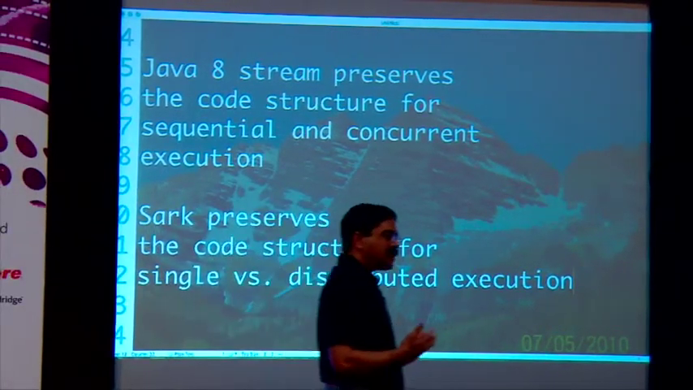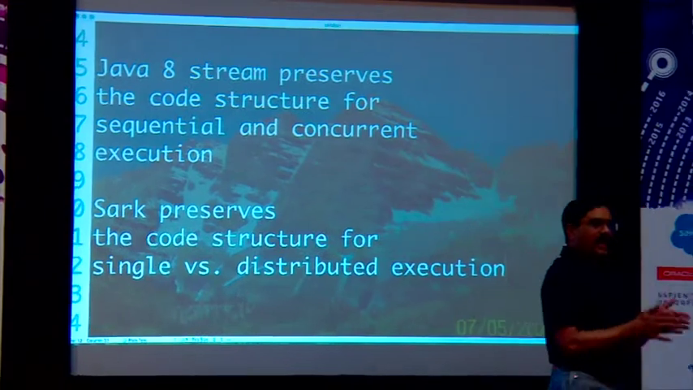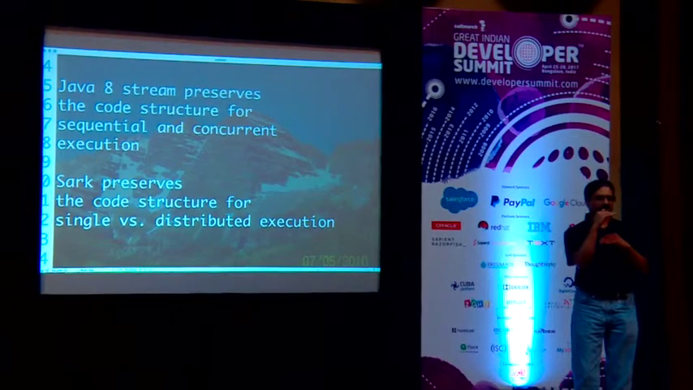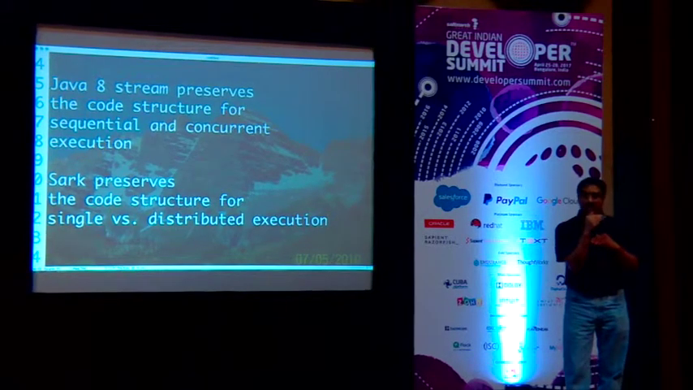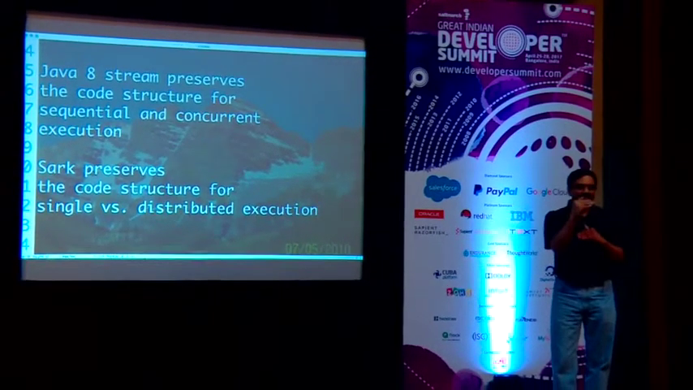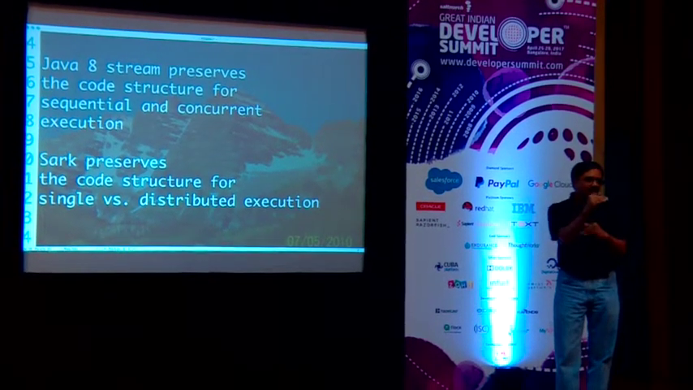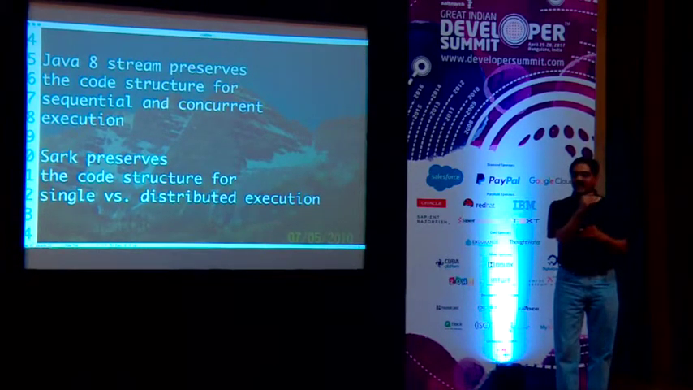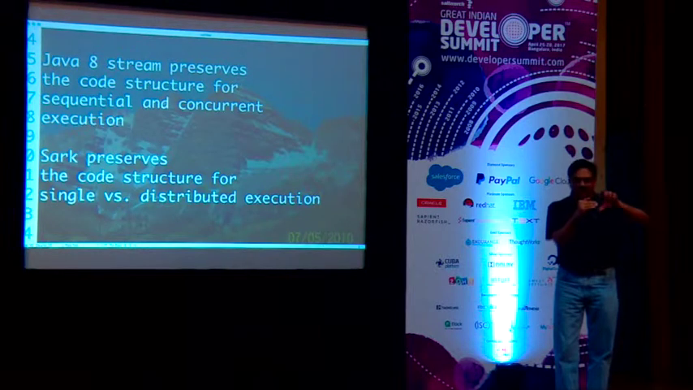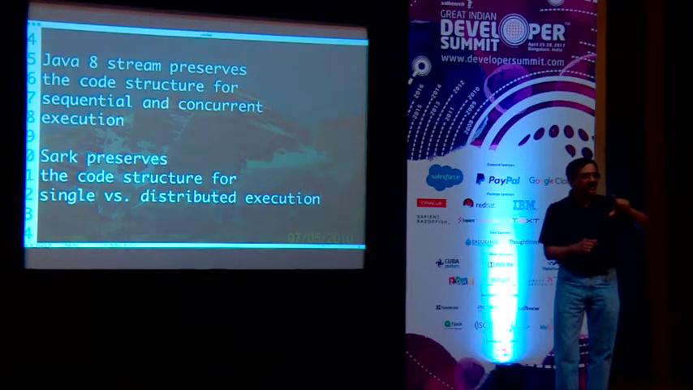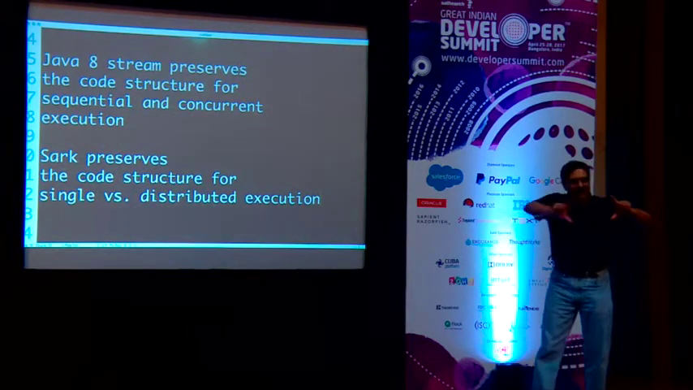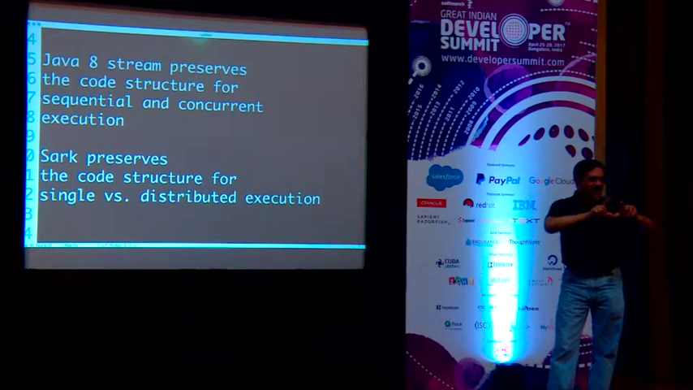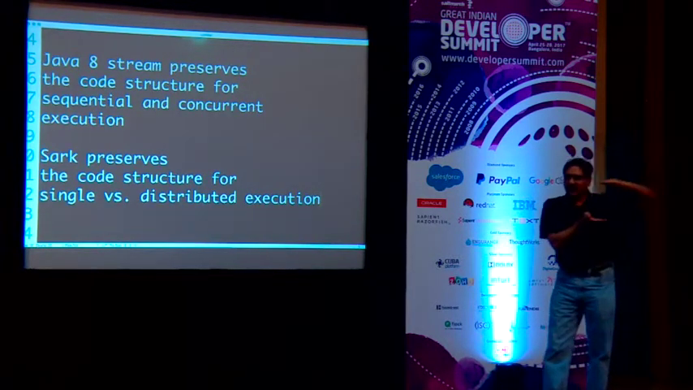So Java 8 says, I don't care whether you are sequential or concurrent, I'm going to preserve your code structure, which is beautiful. But that's a limitation of Java 8. It says, that's it. I'm going to just keep you in this one JVM. Spark says, don't worry. I'm going to preserve this exact code structure for you, but I'm going to let you run across a distributed set of machines. So this preserves the code structure.